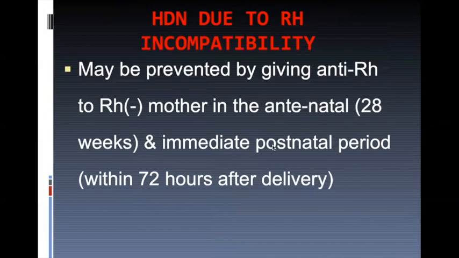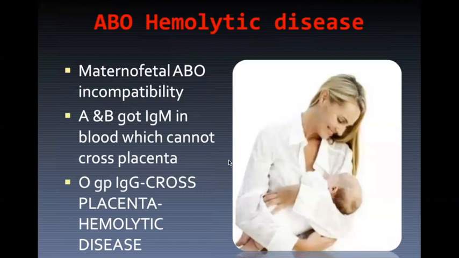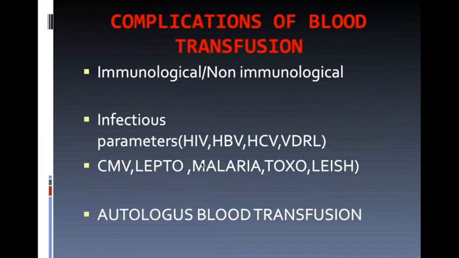Now, HDN due to RH incompatibility may be prevented by giving anti-RH to an RH negative mother at 28 weeks antenatal and in the immediate postnatal period, within 72 hours after delivery. ABO hemolytic disease arises from maternal-fetal ABO incompatibility. A and B have IgM in blood, which cannot cross the placenta. O has IgG, which crosses the placenta and causes hemolytic disease.